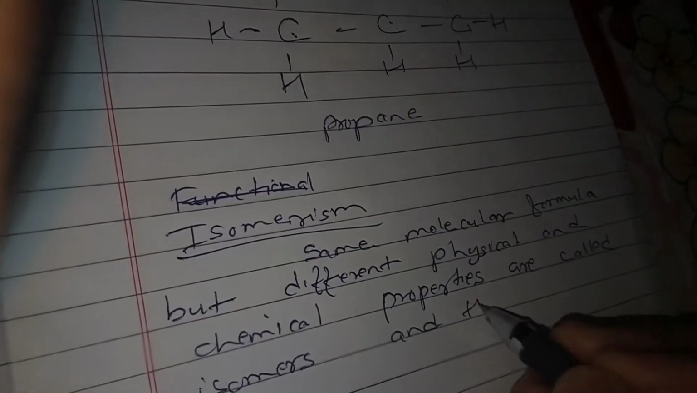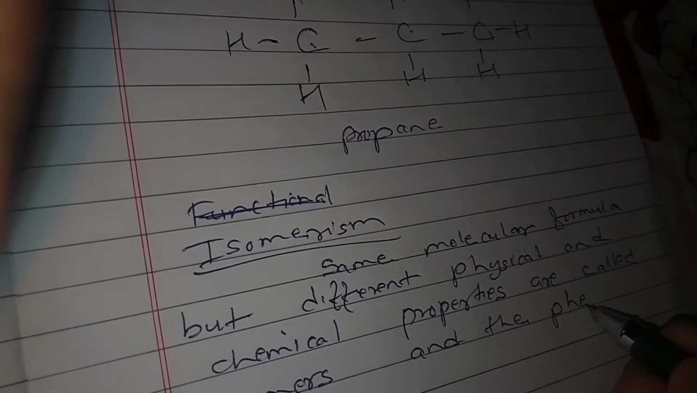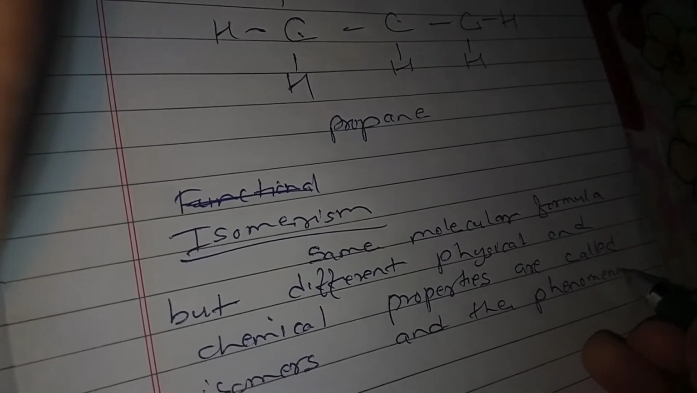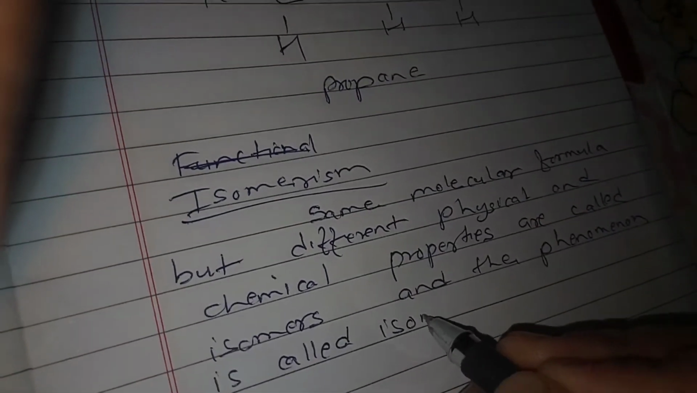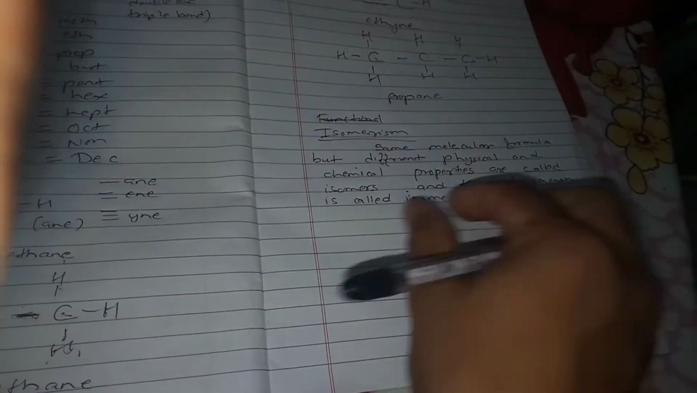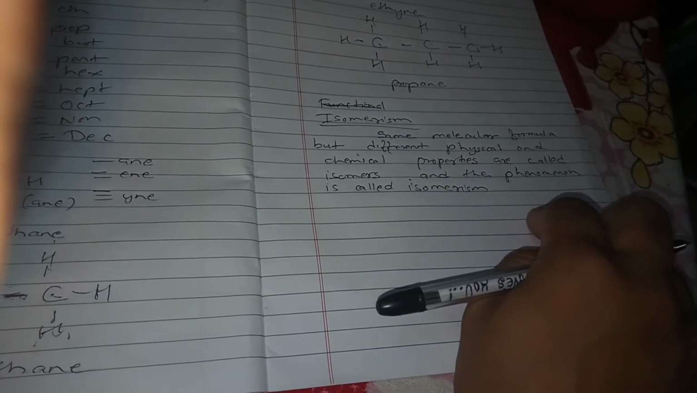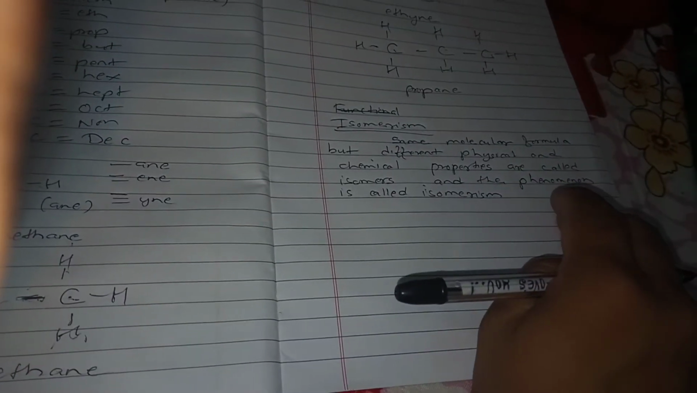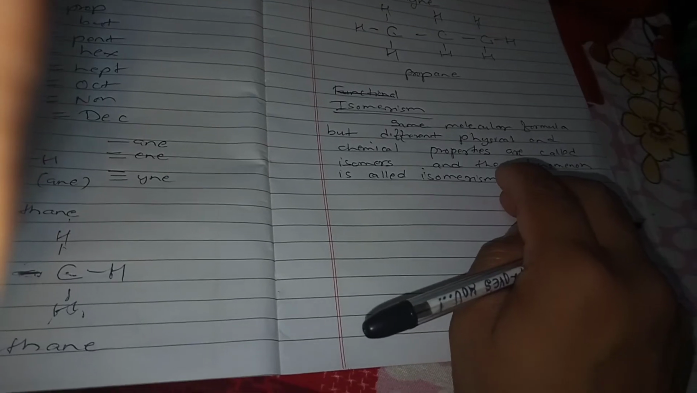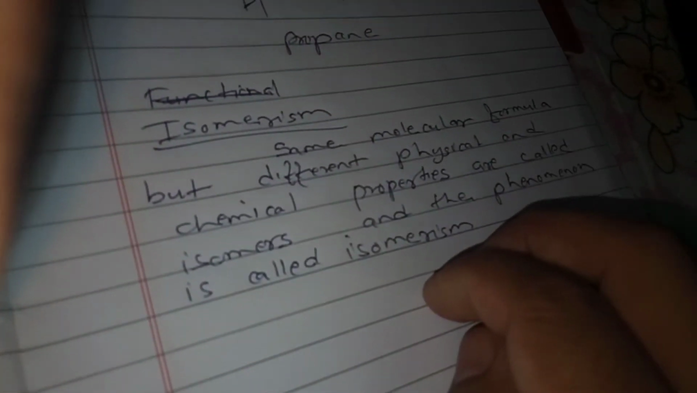And the phenomenon is called isomerism. Okay, isomerism भनेको दुईटा यस्तो कम्पाउन्ड जसको चाहिँ मोलिकुलर फर्मुला सेम हुन्छ. जस्तै कार्बन 6 वटा छ भने अर्को कार्बन पनि 6 वटा हुन्छ. हाइड्रोजन 3टा छ भने अर्को हाइड्रोजन पनि 3टा हुन्छ. फर्मुला सेम हुन्छ, तर यसको स्ट्रक्चरमा, न फिजिकल एन्ड केमिकल प्रपर्टीमा डिफर गर्छ.